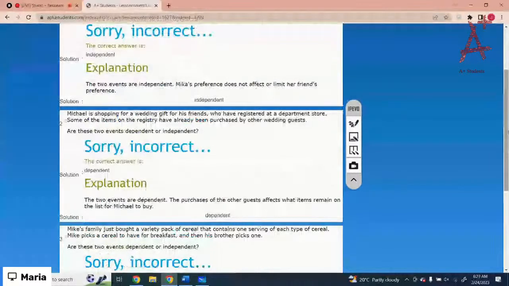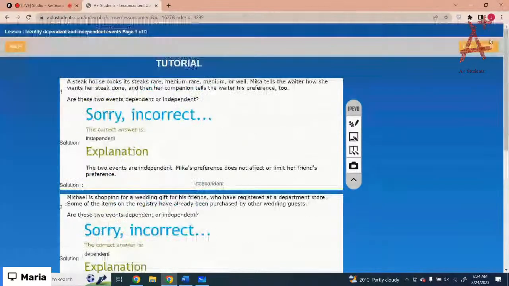Michael is shopping for a wedding gift for his friends who have registered at a store. Some of the items on the registry have already been purchased by other wedding guests. Are these two events dependent or independent? They are dependent events. Got it? Because some of the items on the registry have already been purchased, you do not purchase those items. So that affects Michael, who is shopping for his friend. So the events are dependent. Got it? Let's just start with the test questions so that we can do the practice questions.